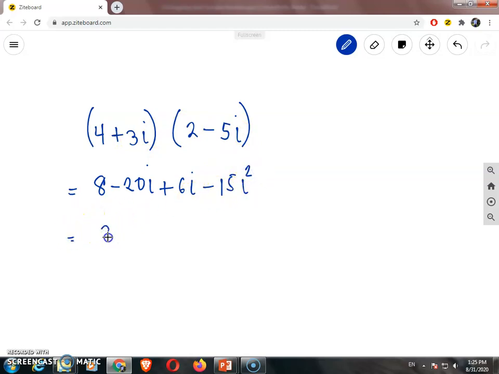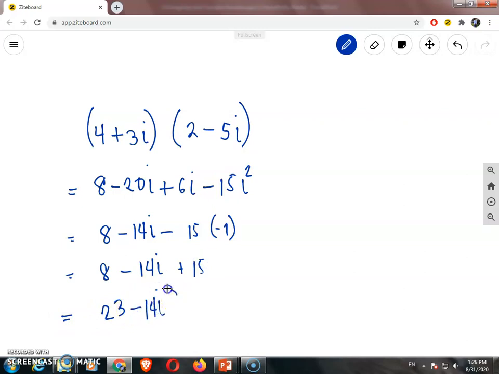So we can combine now: 8, then negative 20i plus 6i is equal to negative 14i, and then minus 15 times i squared, where i squared is equal to negative 1. So therefore we will have 8 minus 14i plus 15. So your final answer now will give us 23 minus 14i. So this one now will be your final answer.